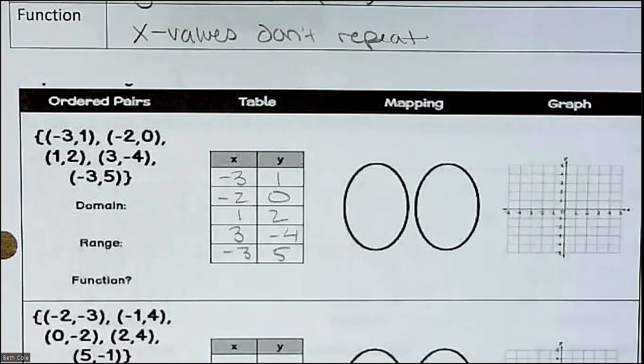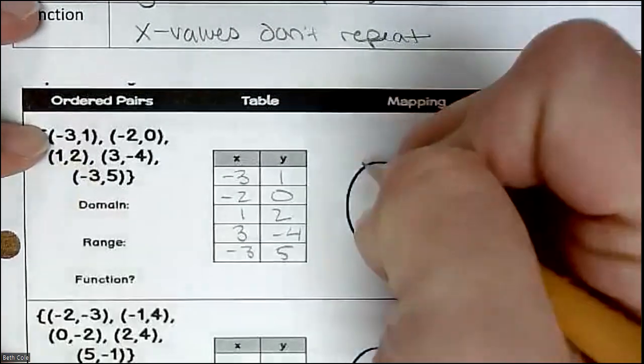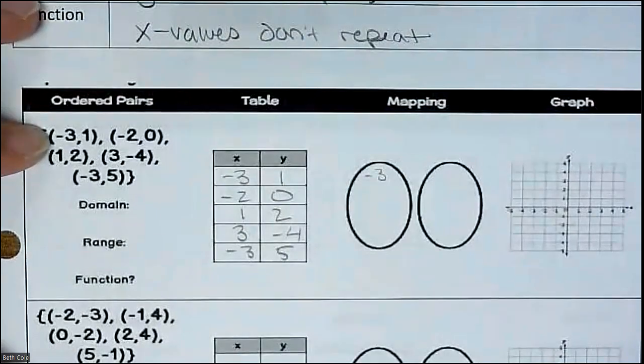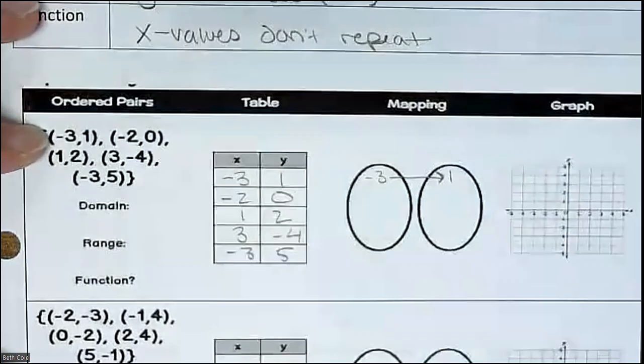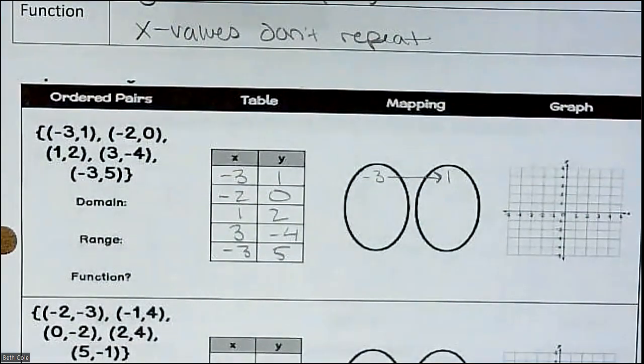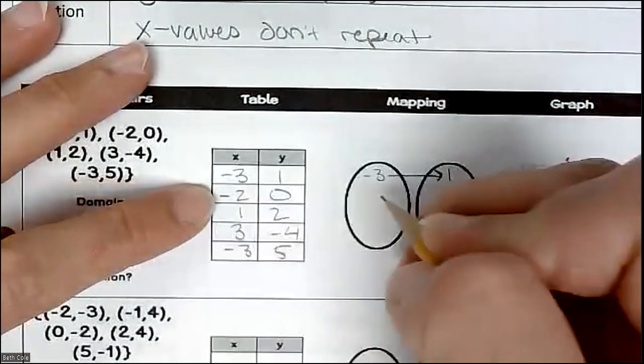Now you might need to write kind of small to get all your numbers to fit into these circles for the mapping. So we have -3, 1. You put -3 in the first little bubble, 1 in the other bubble, and you draw a little arrow between them. Here's the only thing that sometimes people miss on this one. You don't repeat the numbers. So if they show up again, you don't write it again. You just draw another arrow.